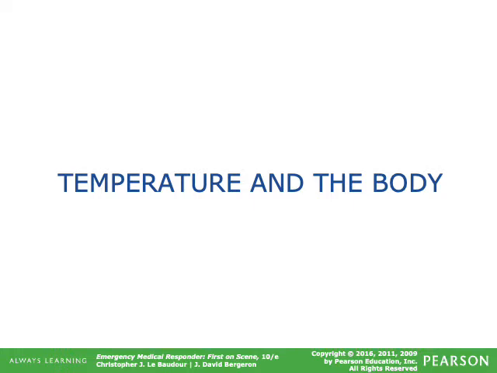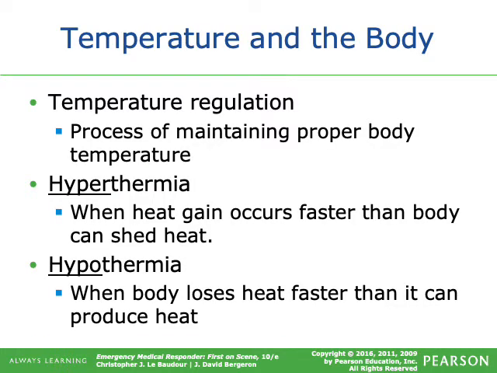Temperature in the body. Temperature regulation is the process of maintaining proper body temperature. Hyperthermia, when heat gain occurs faster than the body can shed heat. Hypothermia, when the body loses heat faster than it can produce heat.